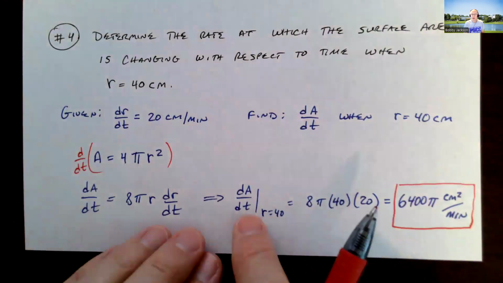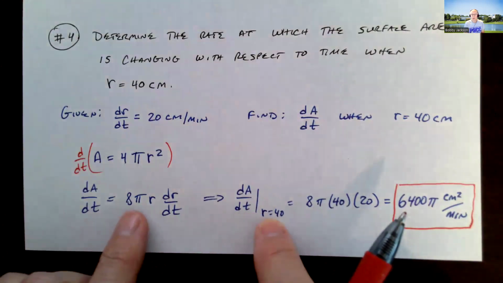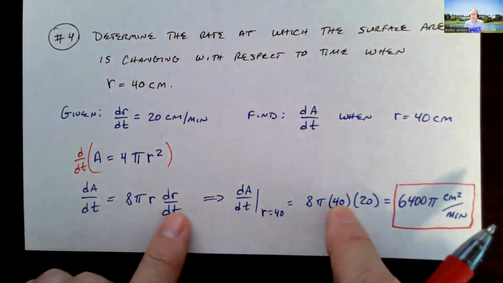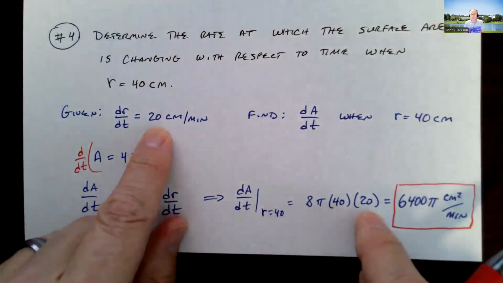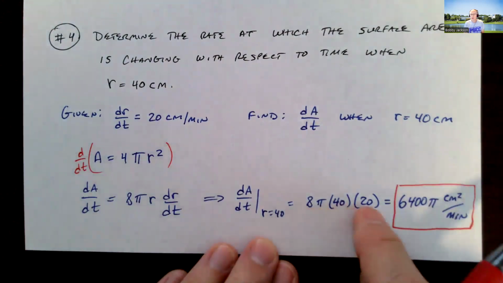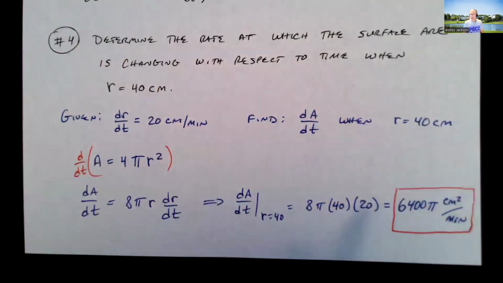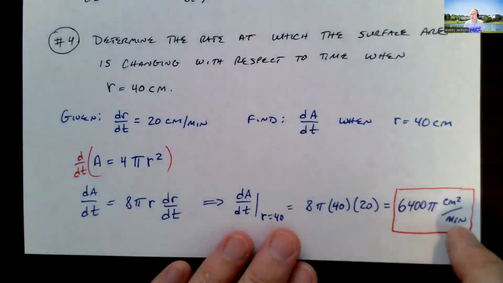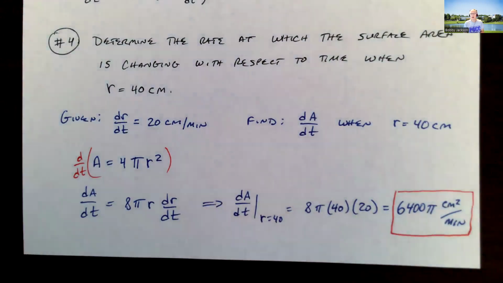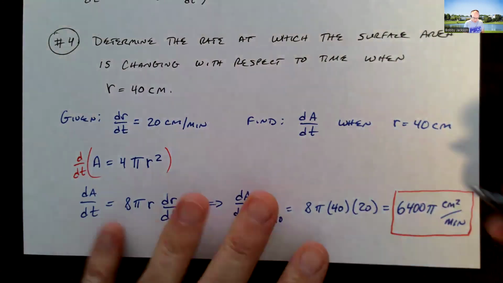And now I can find dA dt when r is 40. I just plug in r is 40. And remember dr dt, we're going to be using this one, which is 20. 8 times 40 times 20 is 6,400. And then don't forget your pi. And notice the units now are square centimeters per minute. And that's because we're talking about the rate of change of an area. The surface area is square units. Okay, so make sure you're clear on how to find units.